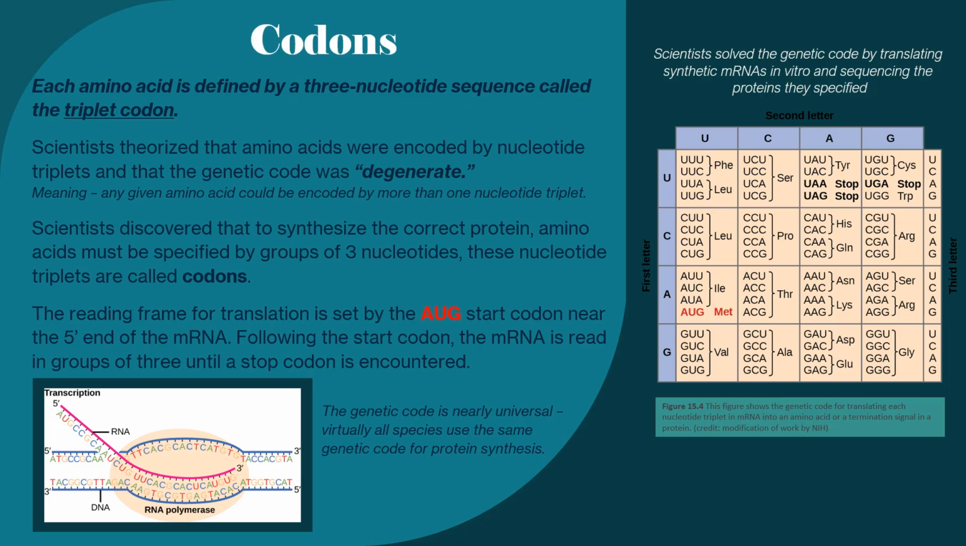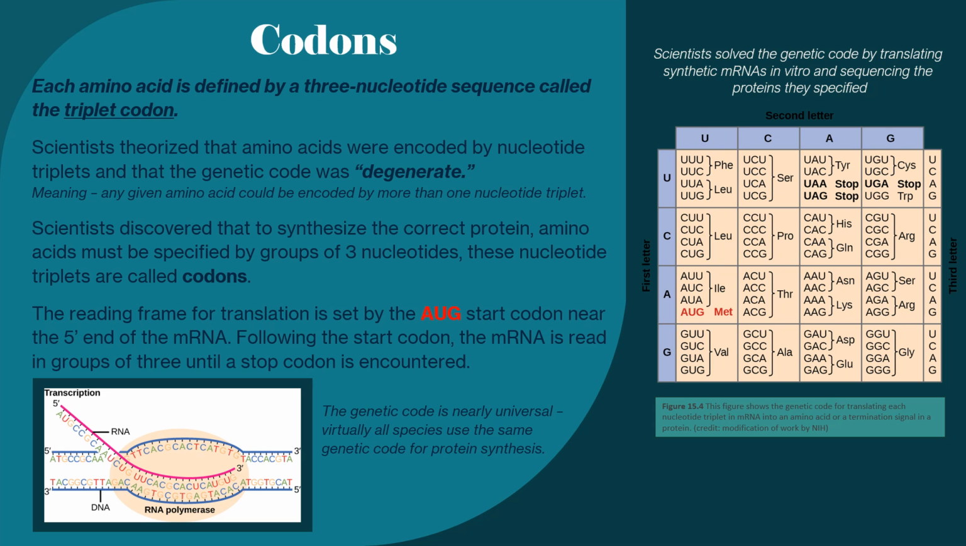So like I said previously, now we're going to talk about codons and what they are, why they're important. So each amino acid, which remember we need to form a long polypeptide chain that we can fold into a correct protein, is defined by a 3 nucleotide sequence. So it's a triplet code, triplet meaning 3, and those sequences are called the triplet codon.